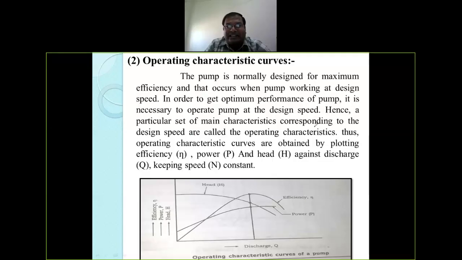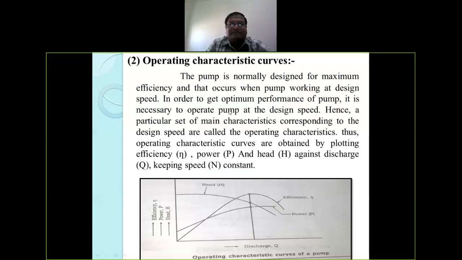Thus, operating characteristic curves are obtained by plotting efficiency, power and head against the discharge, keeping speed constant. You can see here I have plotted discharge versus efficiency, power and head by keeping the speed constant, so you will get this type of graph. You can see I get maximum efficiency, and then it decreases. This is nothing but the operating characteristic curve.